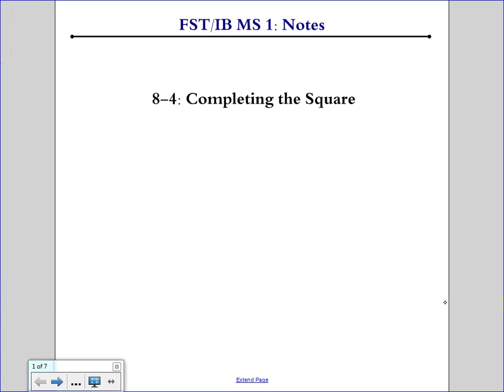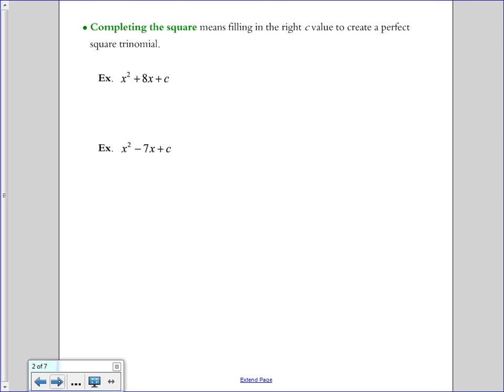This video is about completing the square, which is another method for solving quadratic equations if you don't want to factor or can't factor. Completing the square for a quadratic expression means to fill in the correct c value to create a perfect square trinomial. Trinomial means we've got three terms, like x squared plus 8x plus some number. You can choose that number c to complete a perfect square, so that when you factor it, you get the same thing twice.